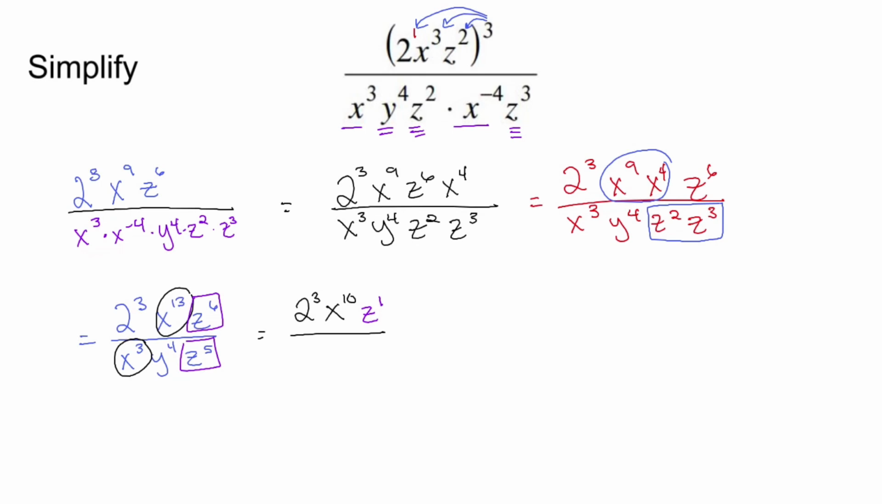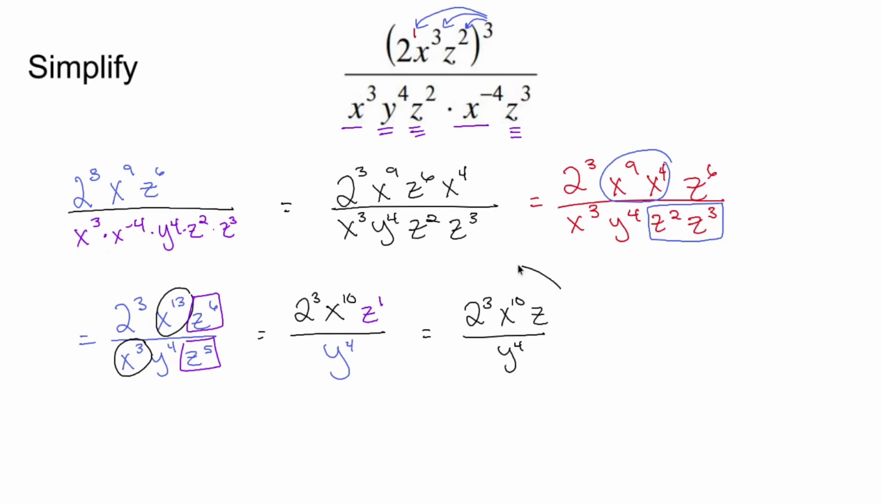Now you just have this y kind of living down here all by itself, so leave it. So let's clean this up a little bit, and I'm going to write this out 2 different ways because it all depends on your teacher and how they accept this. 2 to the third can stay 2 to the third for now. X to the 10th is x to the 10th. Z to the invisible 1 we'll just call z. Y to the 4th is y to the 4th.